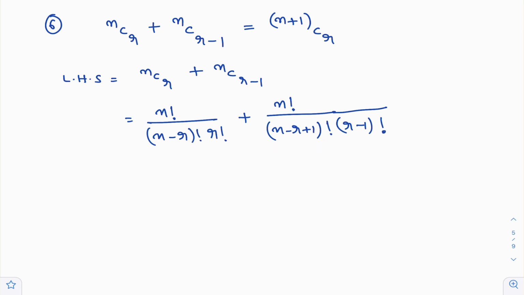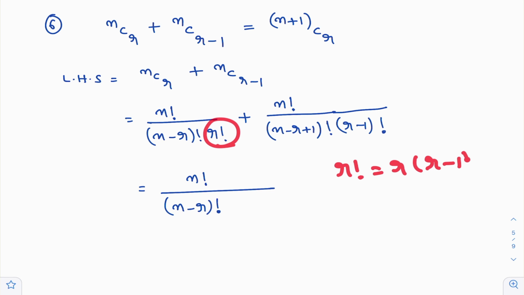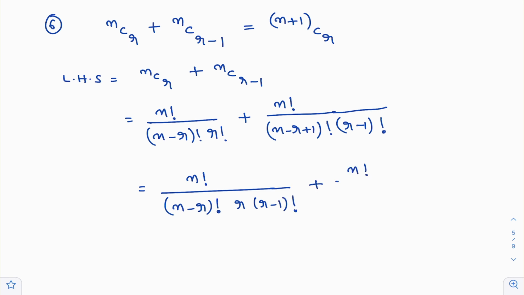Just observe this one: n factorial divided by (n minus r) factorial into r factorial. You know that r factorial can be written as r into (r minus 1) factorial. I am writing this purposefully. In factorial notation we understand this now, right? n factorial divided by, here this one can be written as (n minus r plus 1) into (n minus r) factorial into (r minus 1) factorial.